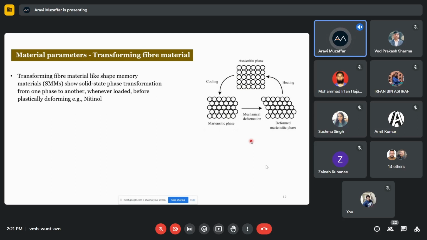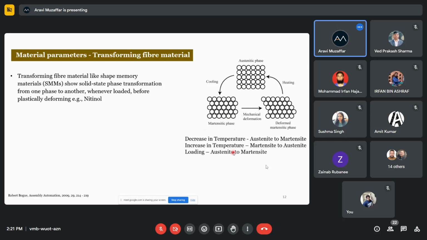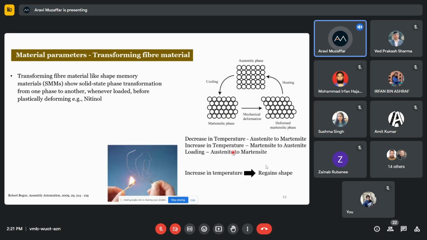Also, austenite can get converted into martensite by loading only, and not by the intervention of temperature. For example, in this particular example, this paper clip is made up of shape memory materials, and whenever it is deformed, it deforms like any other normal material. But once you apply heat to it, the martensite gets converted into austenite and it regains its original shape back by the application of temperature.